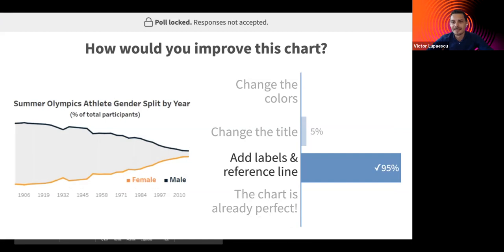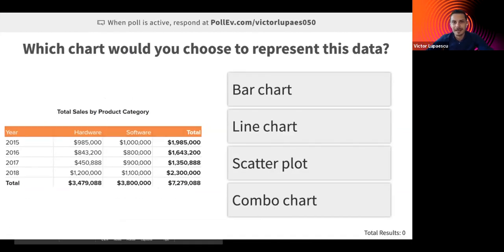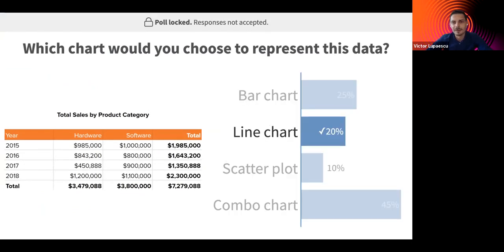Okay, 95% of you have said add labels and reference. That's really great. Okay, next one. I'm disappointed a little bit by your answers here. It's a trend in time. I'm looking at the years from 2015 to 2018. I'm looking at two different categories. So a line chart would have worked best here.